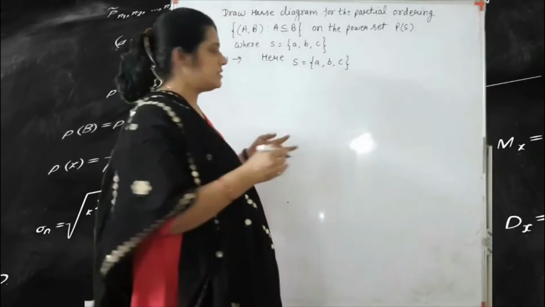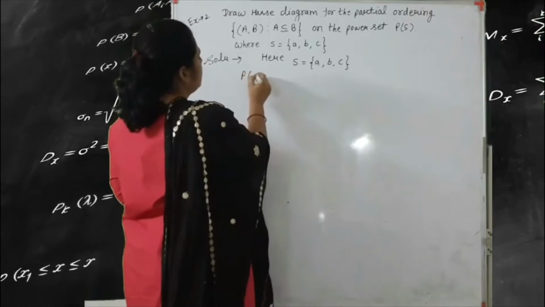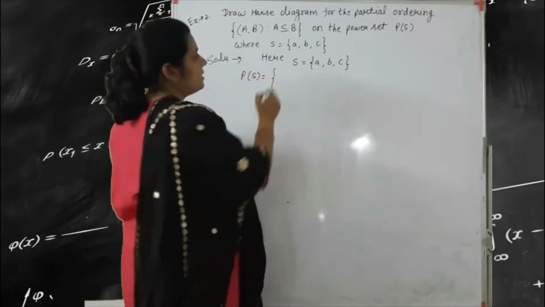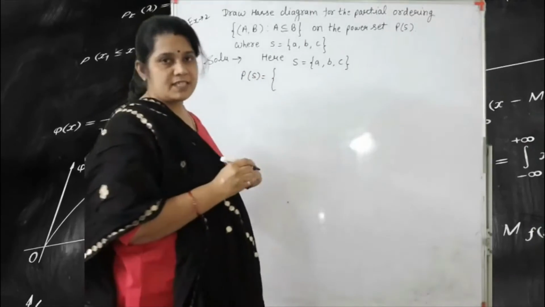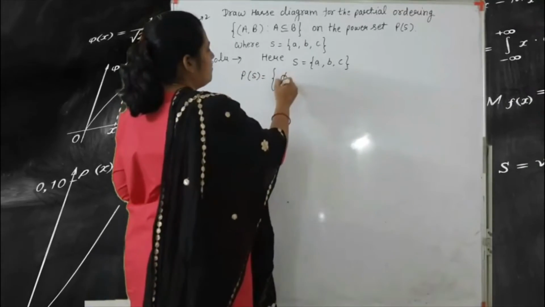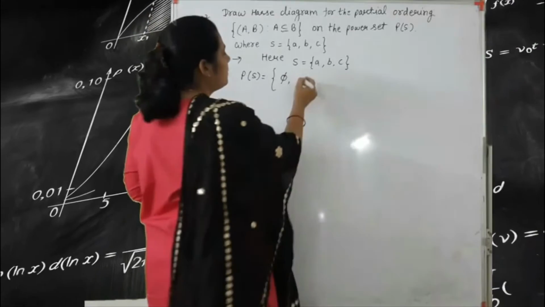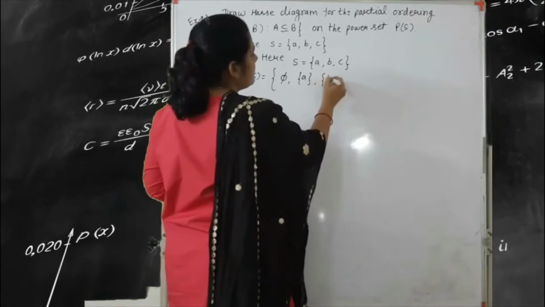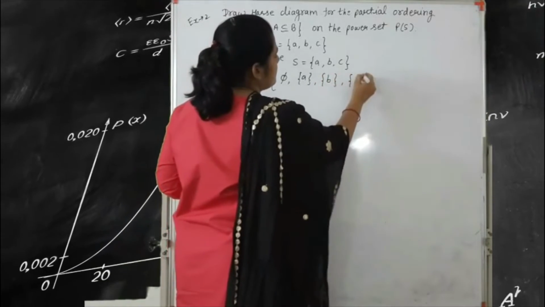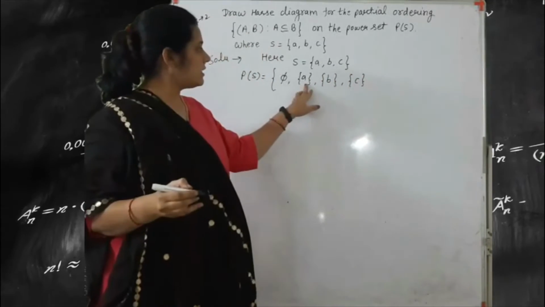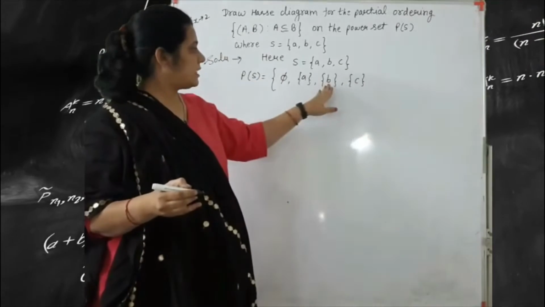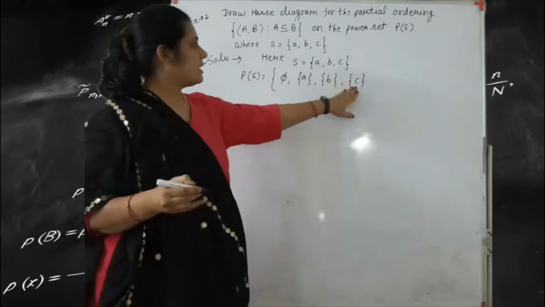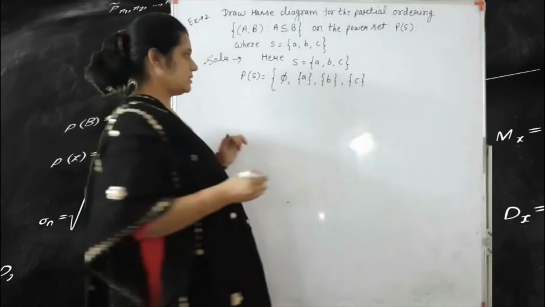Okay, that is the given set. So here we write the power set PS is equal to what? First one is ϕ, so we write here ϕ. Next one is all the elements, that means set A, set B and set C. So set A subset of PS, set B subset of PS and set C subset of PS.